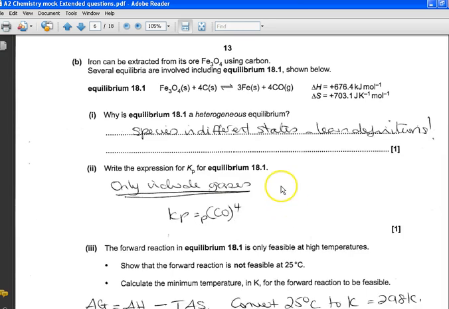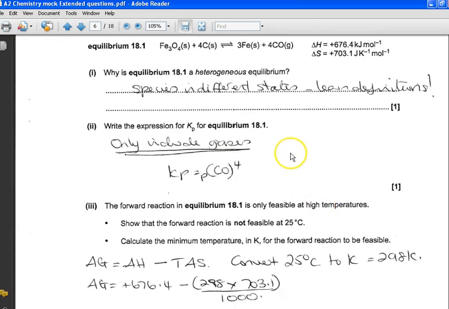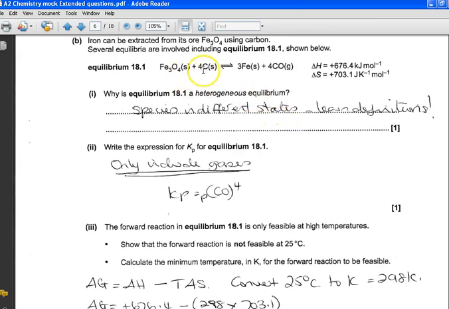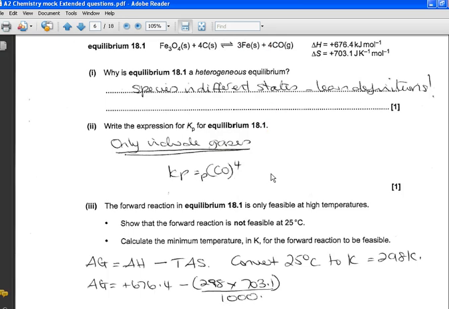Okay, part B, we're given an equation, an equilibrium here, and you're given delta H and S, and don't forget the units. You're going to have to change some units probably if you're working with these two values. Okay, so again, this is a definition, heterogeneous equilibrium. You're asked to write KP expression. Now, a lot of you didn't recognise that you've got three solids here and they don't go into a KP expression because this only refers to gases.